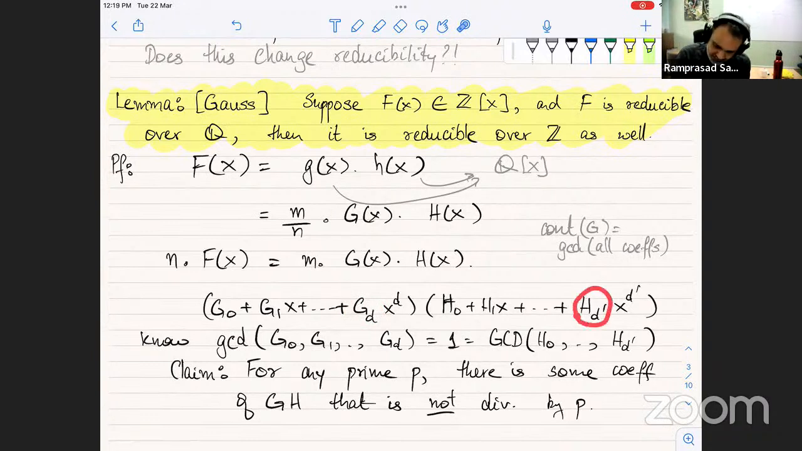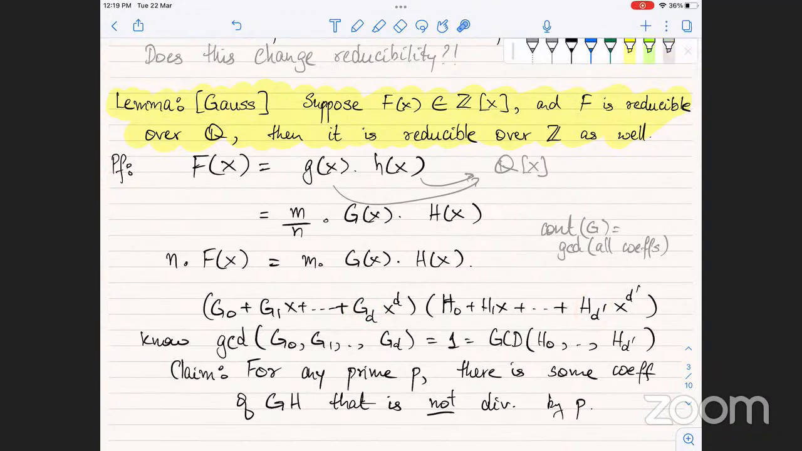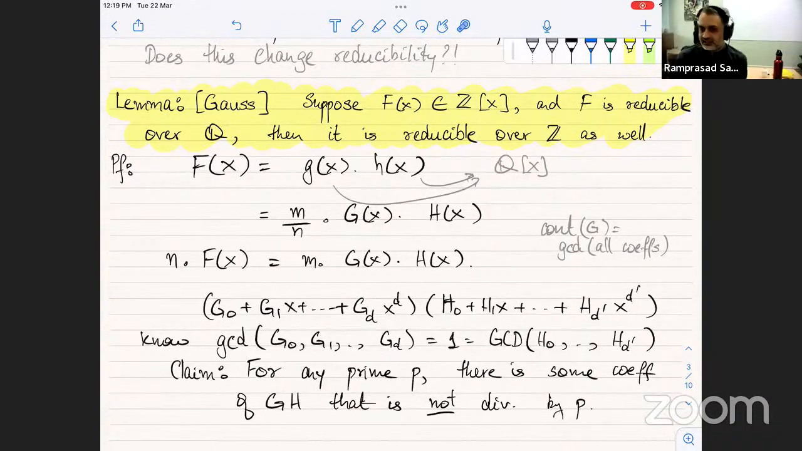And suppose p doesn't divide h_d' also. Like if we got lucky such that the highest degree terms of those two polynomials were not divisible by p, then when I take their product, the coefficient of x to the power d plus d' will basically be the product of these two things, which will now not be divisible by p. So in that case, we are done. If it so happens that the highest term here and the highest term here were not divisible by p, then we look at the corresponding coefficient and we will be done.